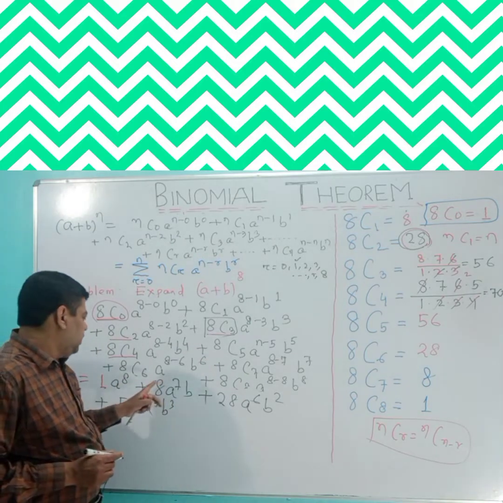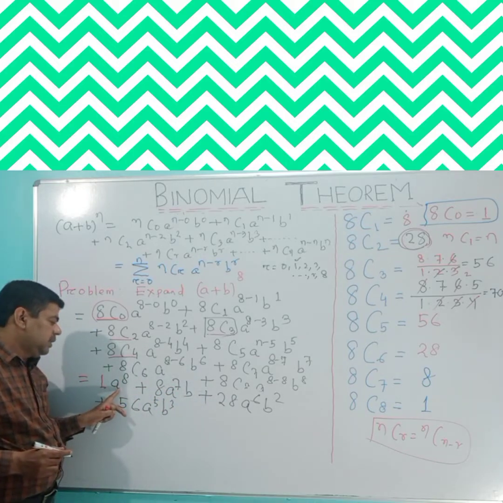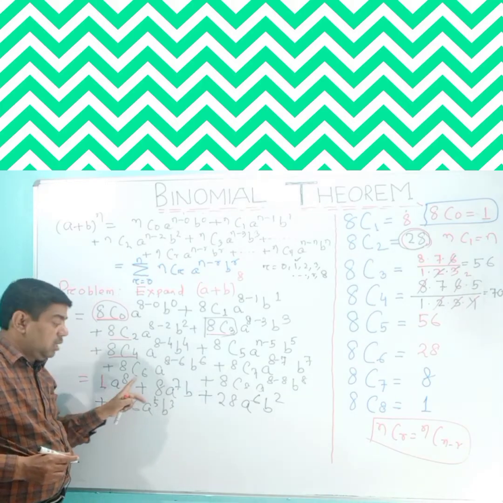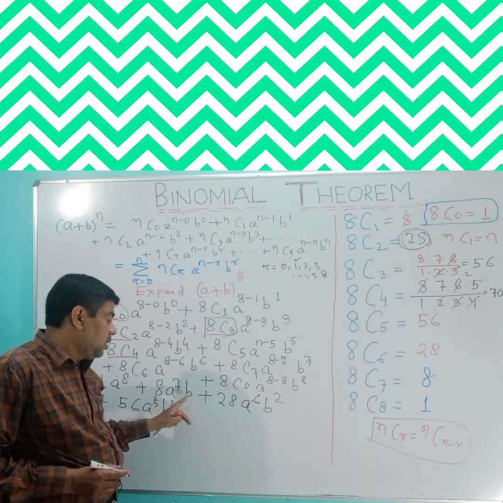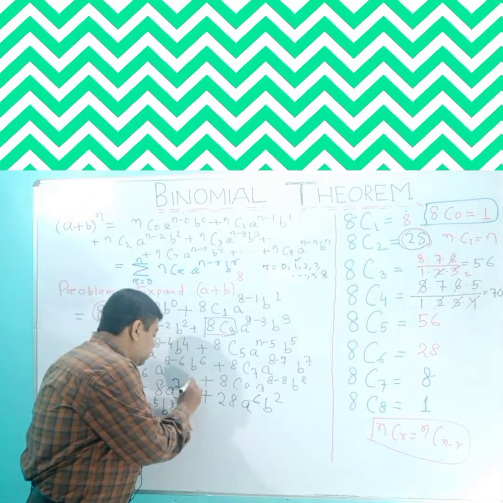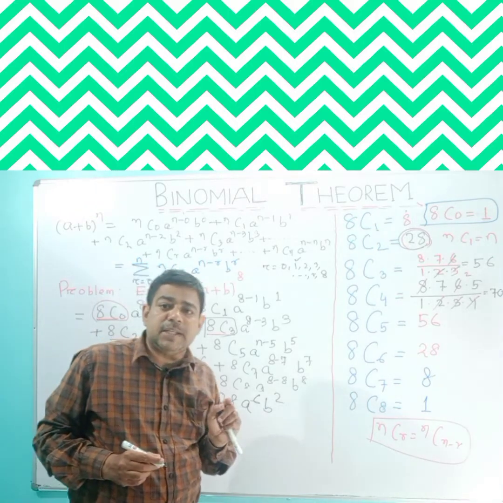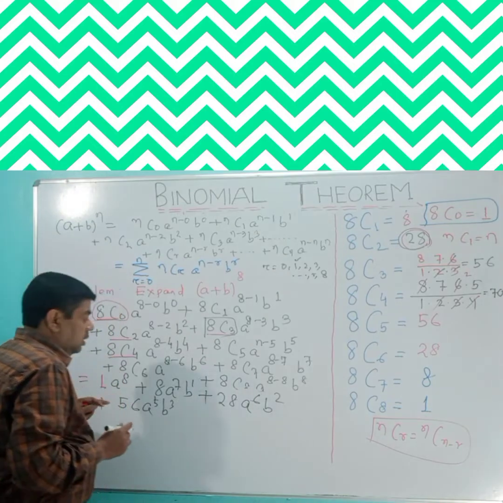You see here the power of a is 7. Here power of a is 8 and power of b is what? 0. So 8 plus 0 is 8. And as I already told in the previous classes, here power of a is 7, and the power of b is 1. So 7 plus 1 is 8. It means in every case the degree of each term is 8, it remains constant. Is it clear?